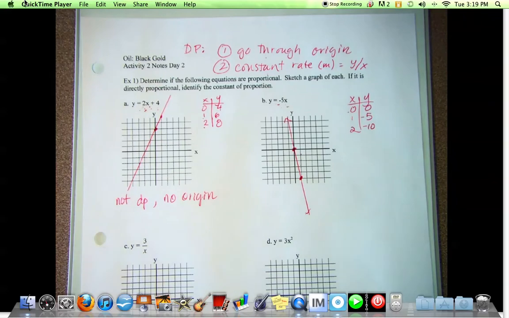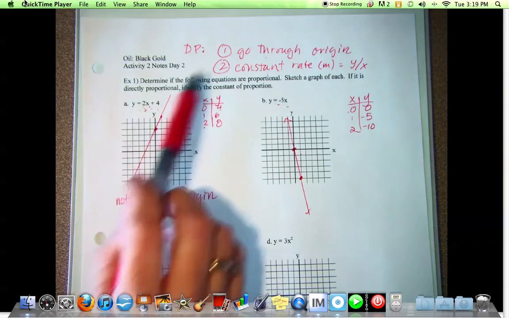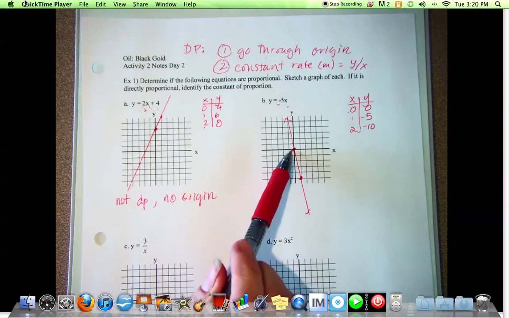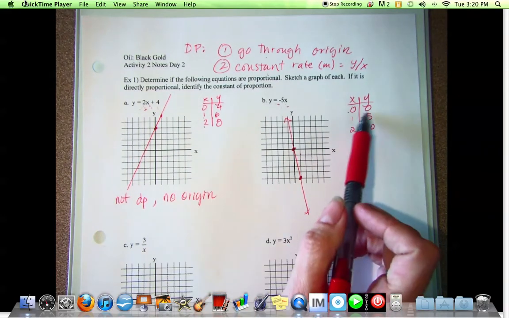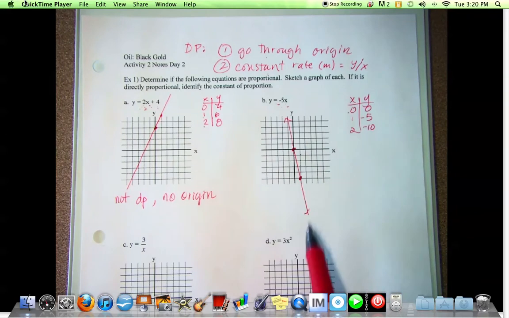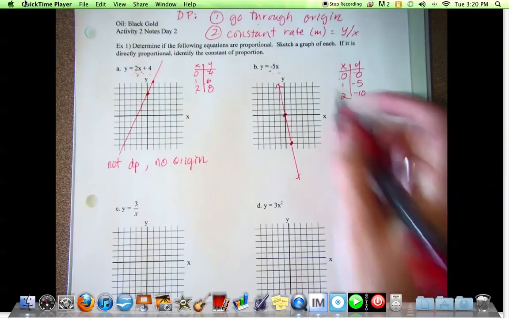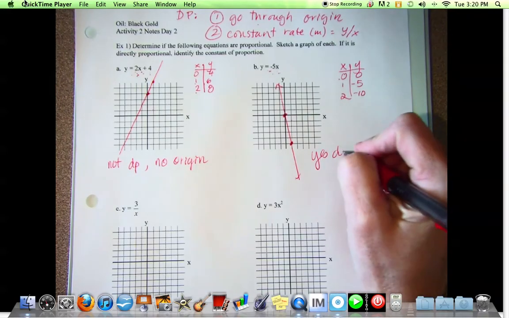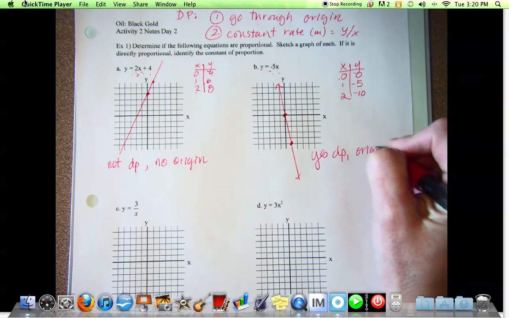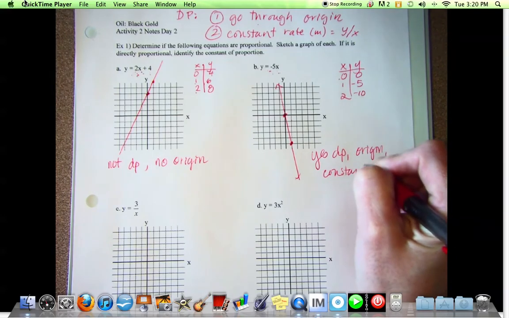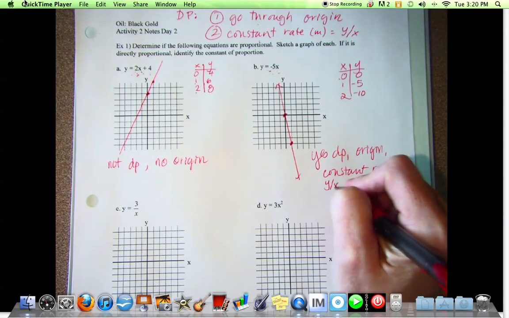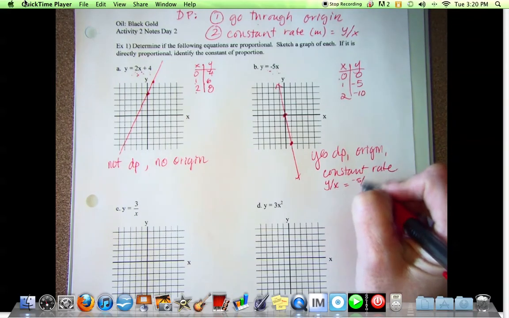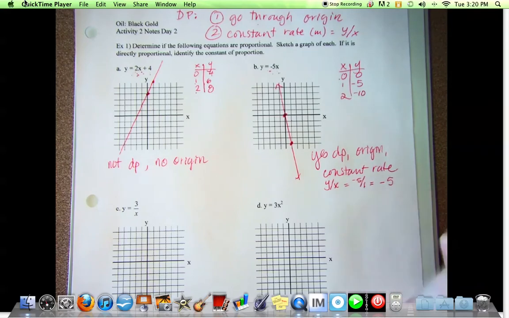Let's ask ourselves a couple of questions. Does it go through the origin? Yes. And does it have a constant rate? It has origin, and it looks like a constant rate because we have a line. So, yes, it's directly proportional. We have the origin and a constant rate. So what is our constant rate? Take y value divided by the x. We have negative 5 divided by 1, which gives us negative 5. So that is our constant of proportionality.